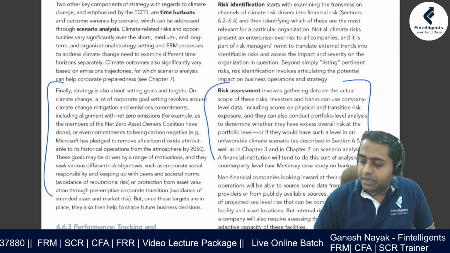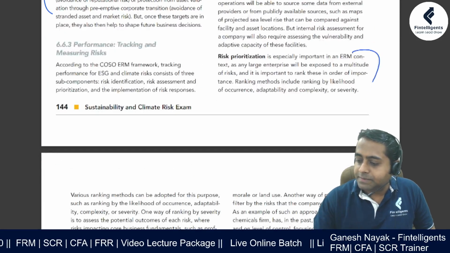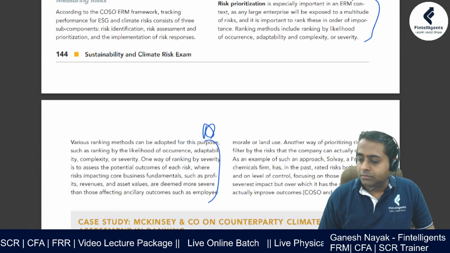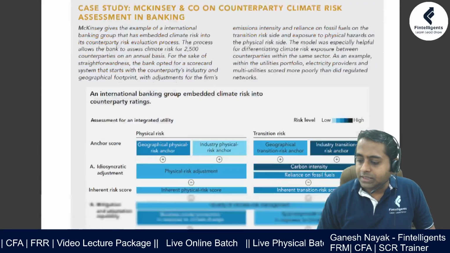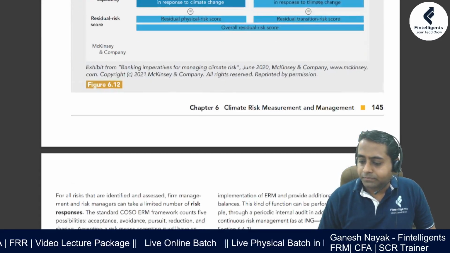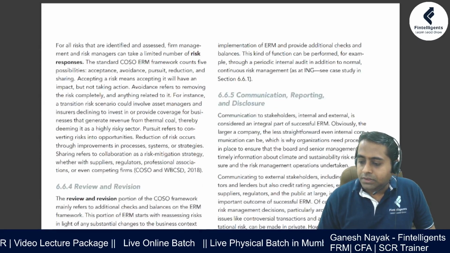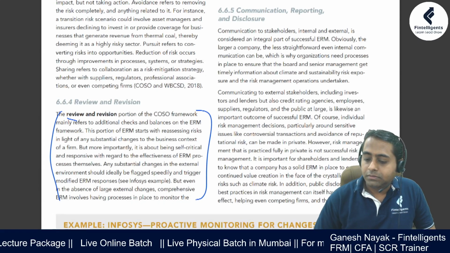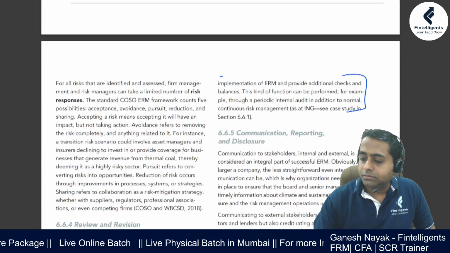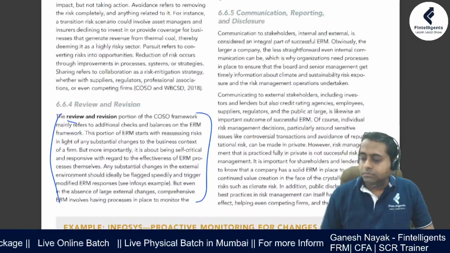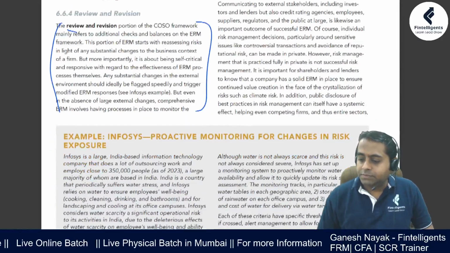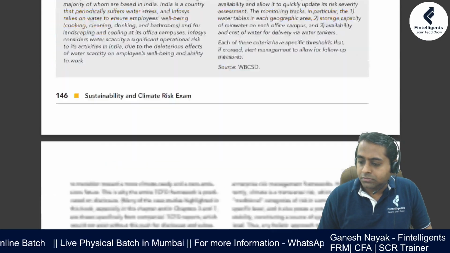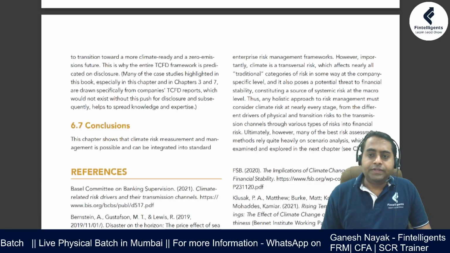Risk assessment part and risk priority part. McKinsey or third party is okay. Risk response review, this part. Forces proactive monitoring for changes in risk exposure. Almost done with the chapter.